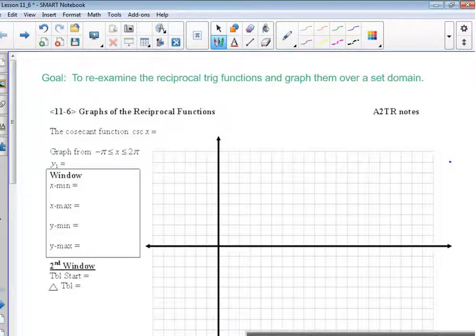Okay, today we are going to talk about the graphs of the reciprocal functions: cosecant, secant, and cotangent. The cosecant function, cosecant x, is equal to 1 over sine. We're going to graph from negative pi to 2 pi. So in our calculator we should put y1 equals 1 divided by sine x.